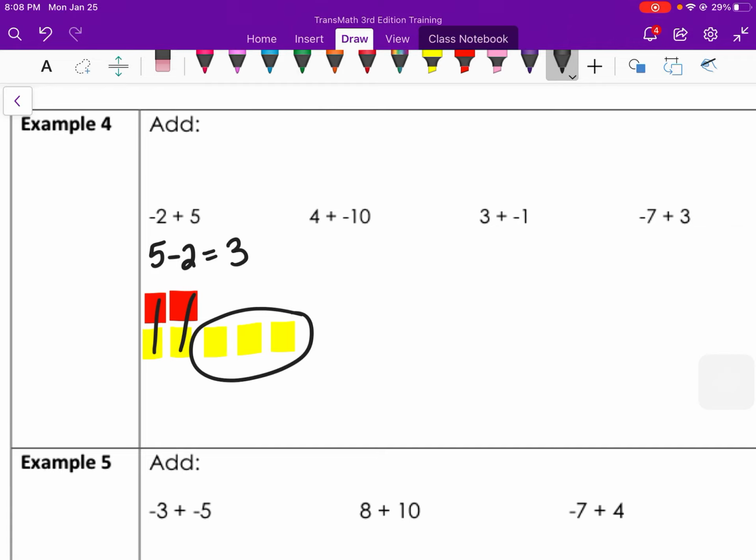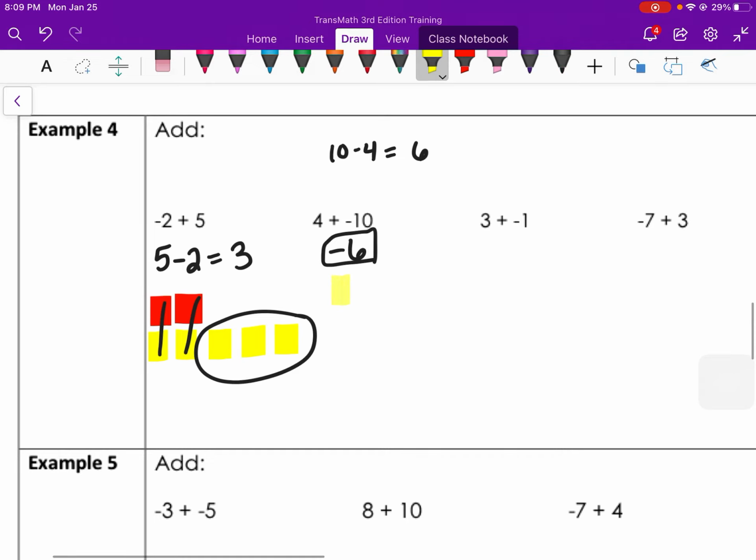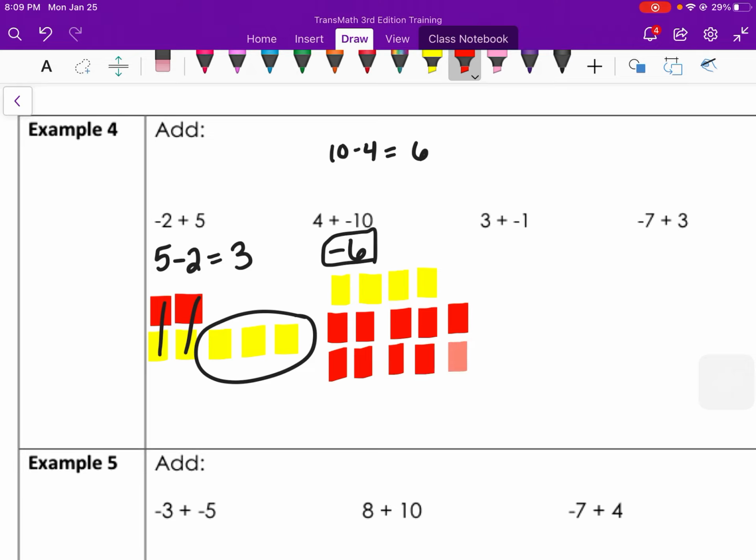4 and negative 10, so different signs. So you could do 10 minus 4, which would be 6. This time it's going to be negative 6 because 10 is bigger and there are more negatives. Let's look at the visual. 4 positives and 10 negatives. 5, 6, 7, 8, 9, 10. So 10 take away 4 positives. Those, a positive and a negative, make 0. And then there are 6 negatives left. So your answer is negative 6.